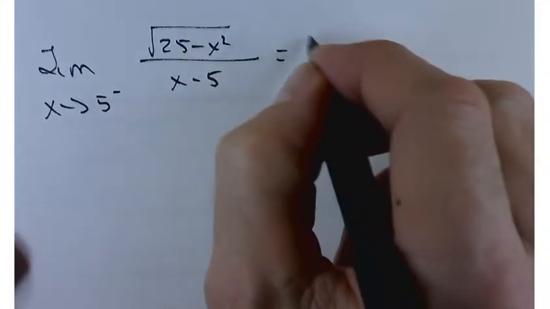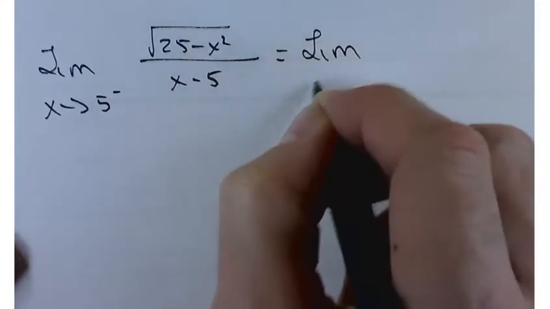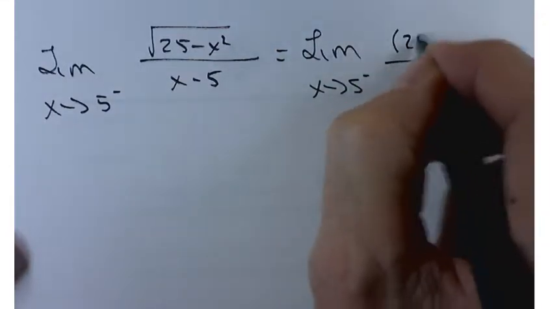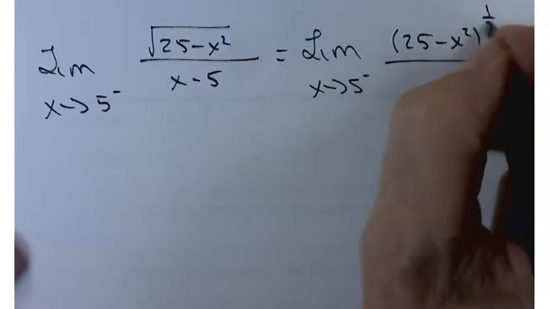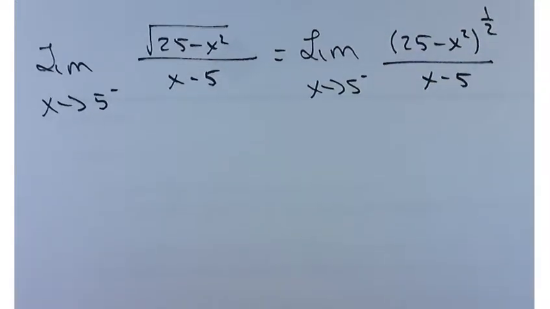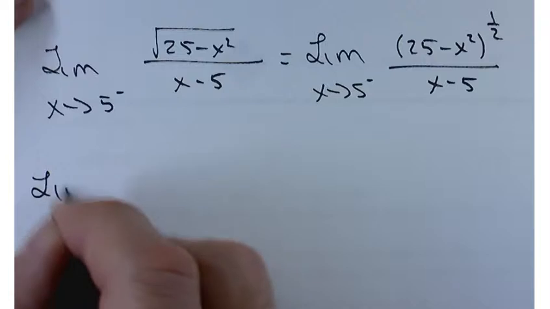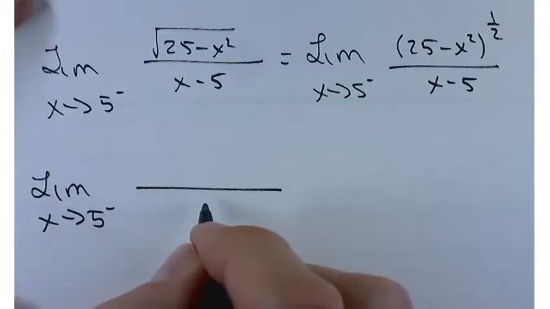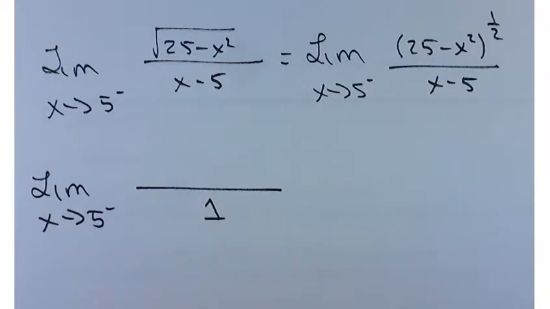So let me rewrite this a little bit. Limit as x approaches 5 from the left of 25 minus x squared raised to the 1/2 power over x minus 5. I think it's helpful to rewrite it before we try and differentiate it. I'll share the duties with you. So you do half, I'll do half. I'll differentiate the denominator. You differentiate the numerator. Fair enough? Wait a minute, I stacked the deck on that one, right?